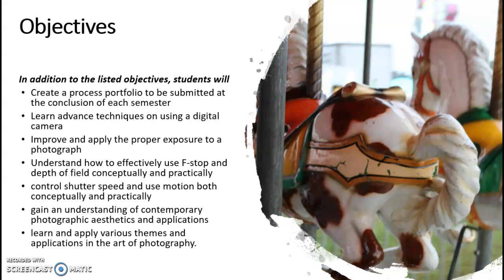Shutter speed is also something that you'll explore with your camera. And understanding contemporary photographic aesthetics and applications. And then various themes, and basically what that means is we might have a theme of, I'll give you an example right now, utopia and dystopia will be one of our themes.